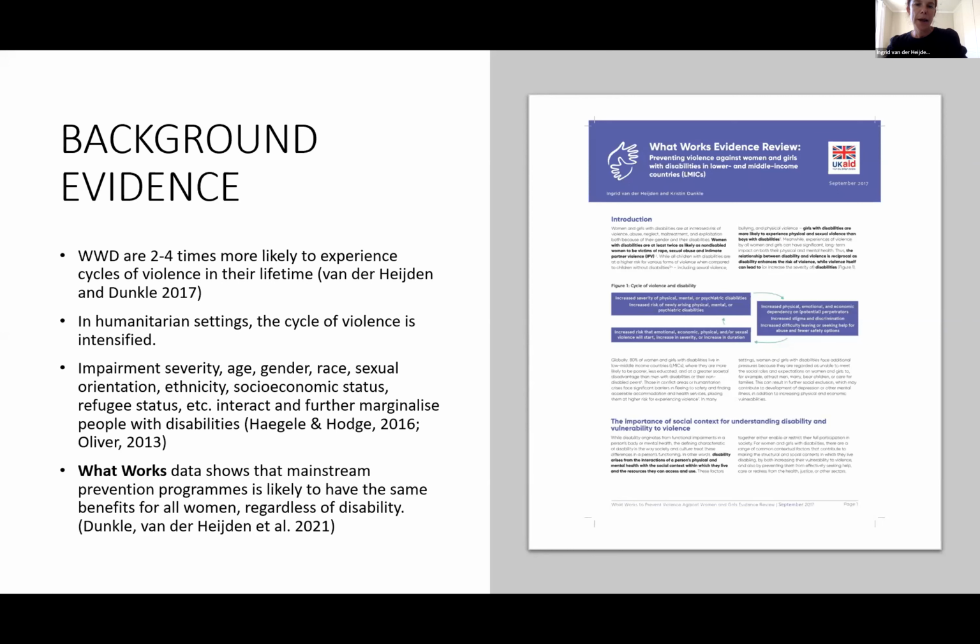We also know that impairment severity, age, gender, race, sexual orientation, ethnicity, socioeconomic status, refugee status, etc., interact and further marginalize women with disabilities. We also know from our work that mainstream gender-based violence prevention programs benefit all women, regardless of disability. And this we found in the What Works to Prevent Violence Against Women program evidence, using screening for and disaggregating by disability. We found that women with disabilities experience the same beneficial outcomes as other women. Next slide, please.